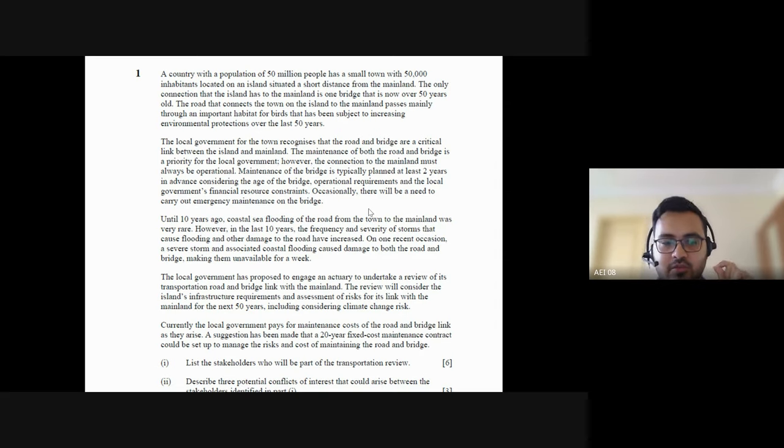Today, what happens if this flooding comes, if it is unavailable for a week, if something or the other happens, I engage the people, they come to me, they work, they give me the bill, I pay them. That is how it has been. The proposal is that I have a 20-year fixed cost maintenance that every year I pay you an X amount, right? Now, every year, if I'm paying you an X amount and you have to ensure that the bridge is up and running for the next 20 years, what is the upside loss for me? What is the risk that I am transferring?